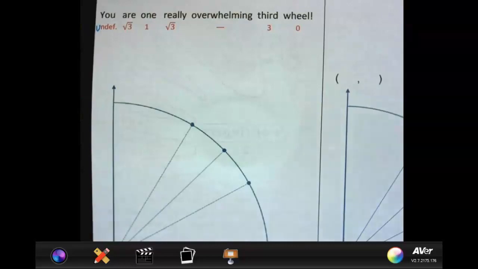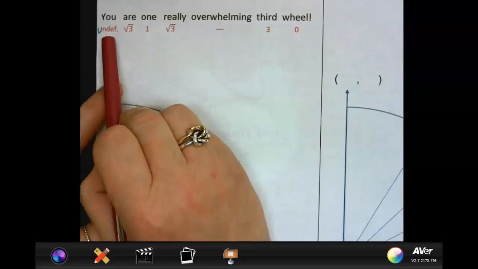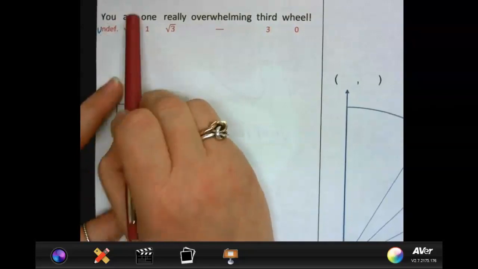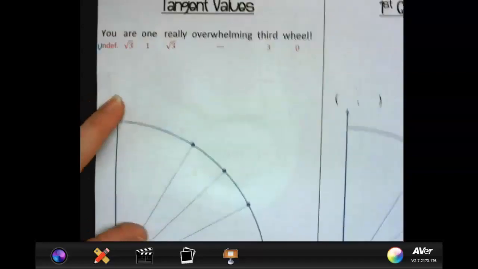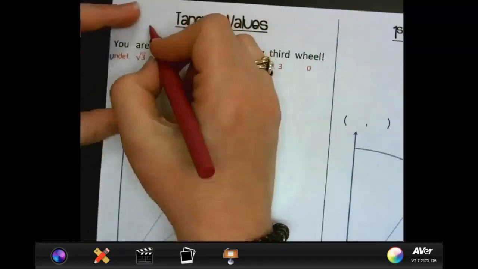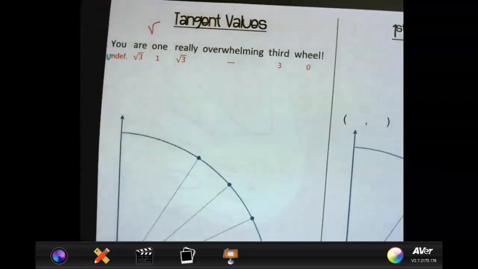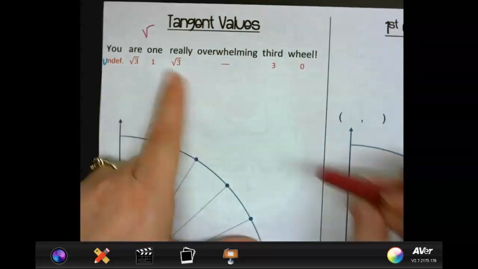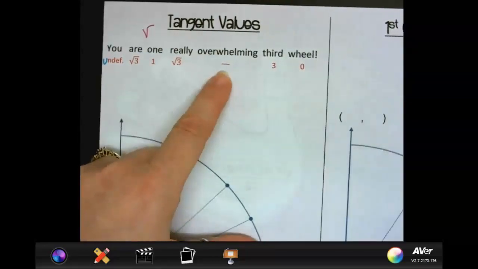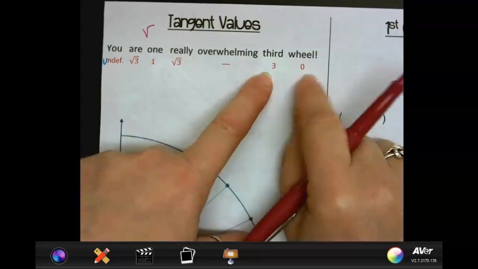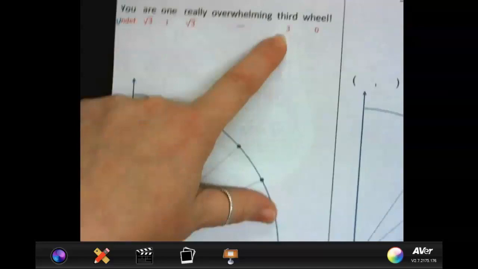Here's the way this works. The U stands for a U for undefined, okay? Whether the word is R or starts with an R, it is the square root of 3 because a square root sign kind of looks like an R, okay? And the square root of 3 is the one we're using. So the R is the square root of 3. 1 is 1. Overwhelming is a fraction bar because it's over. Third is 3. Wheel is 0. Okay? So you see how that translates? So this is the way it works for our tangent values.